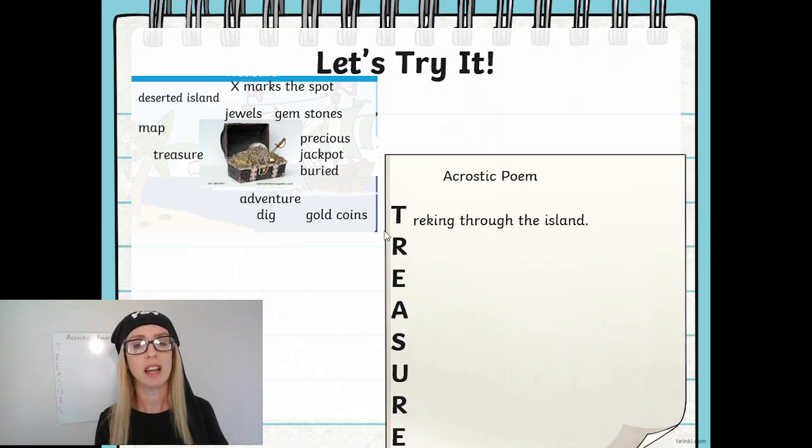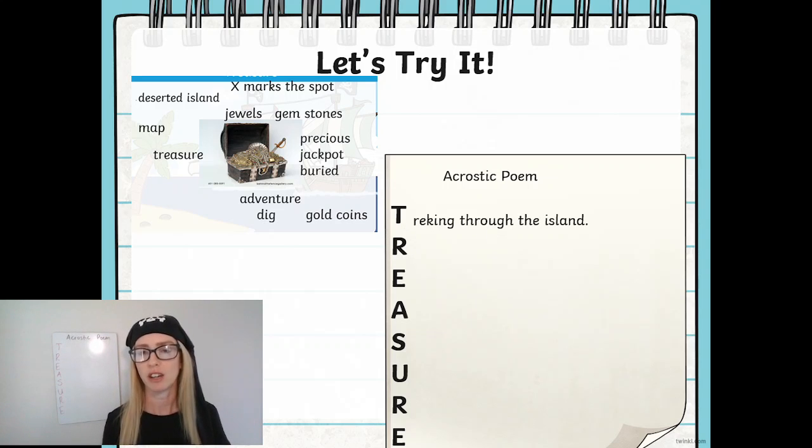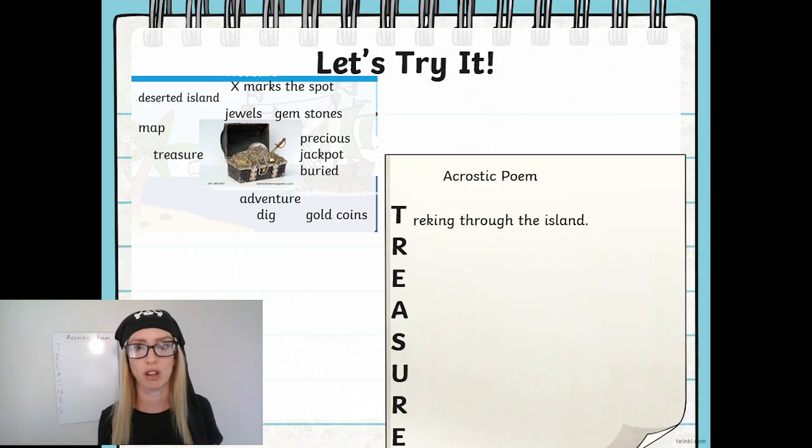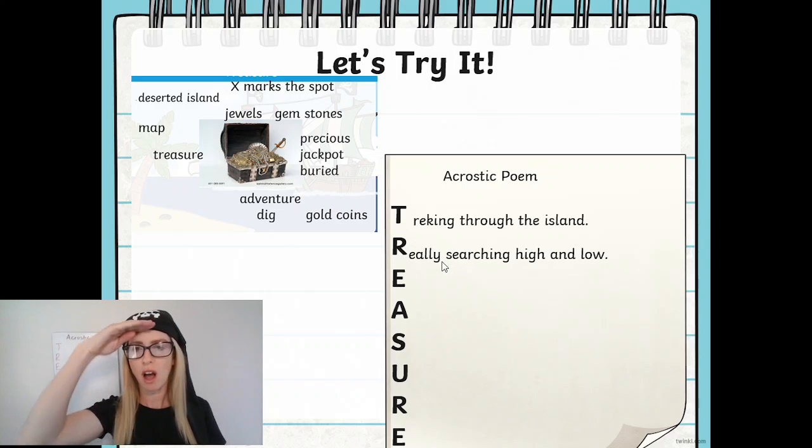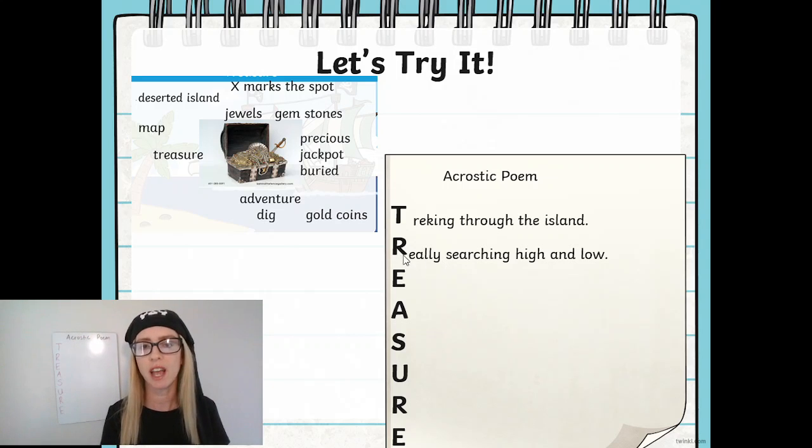So this one is starting with T, trekking through the island. Now, trekking means to walk. Okay, so that's what pirates do. They trek through the island searching for the buried treasure. Oh, which brought me to my next one. Really searching high and low for that treasure. You can see I have used the letter R to start my sentence, really. Okay, I haven't written the R again.